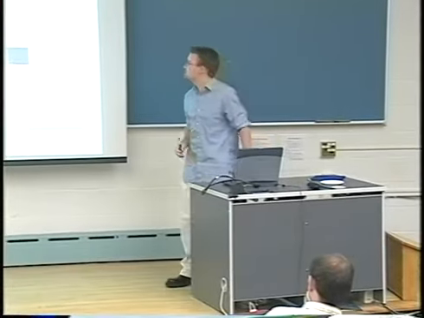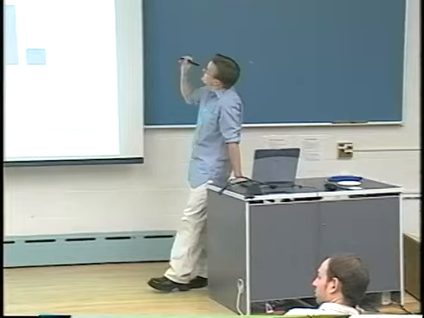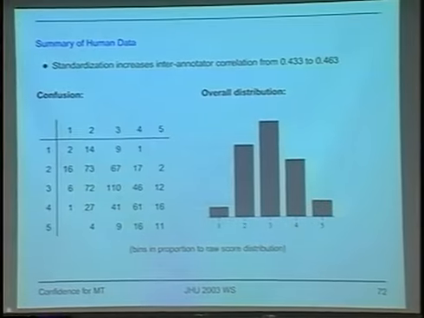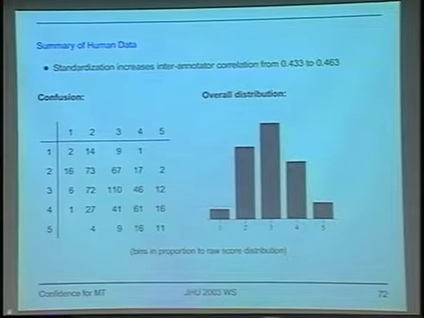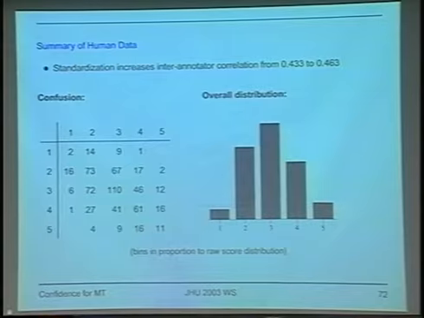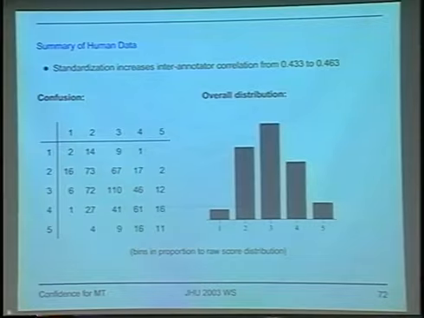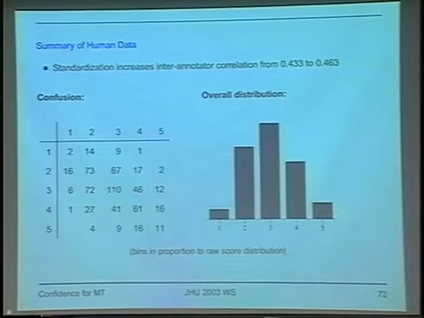So to summarize the data we gathered, first of all, standardization did increase the correlation from 0.43 to 0.46. And before we all say that's really low correlation, wait till you see the other one. The confusion matrix certainly shows there's correlation going on. It's not terribly tight, but we'll see. And this is the distribution that we saw of those.